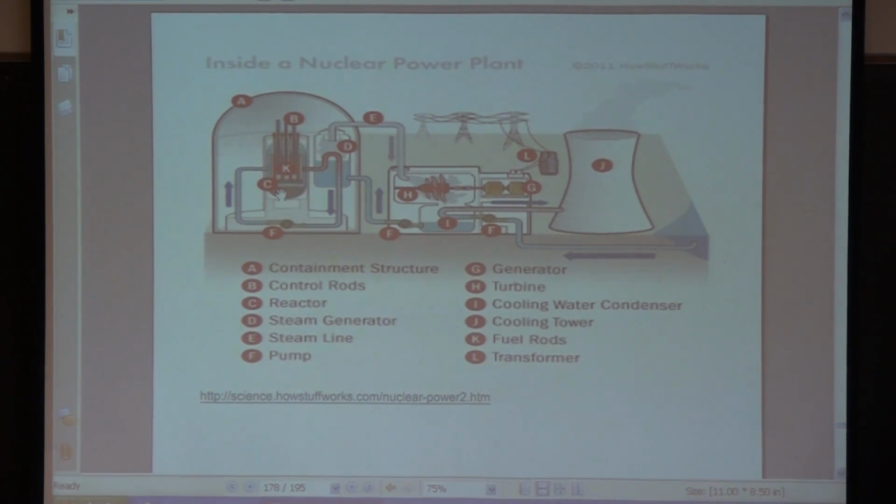Not too easy to see, so we'll go by letter. A is the containment structure, usually made of thick concrete. B is the control rods. The control rods are usually made of something like boron or cadmium, and they are inserted between the fuel rods. The fuel rods are made out of uranium-235. When the control rods are inserted between the fuel rods, what do you think those control rods are supposed to do?